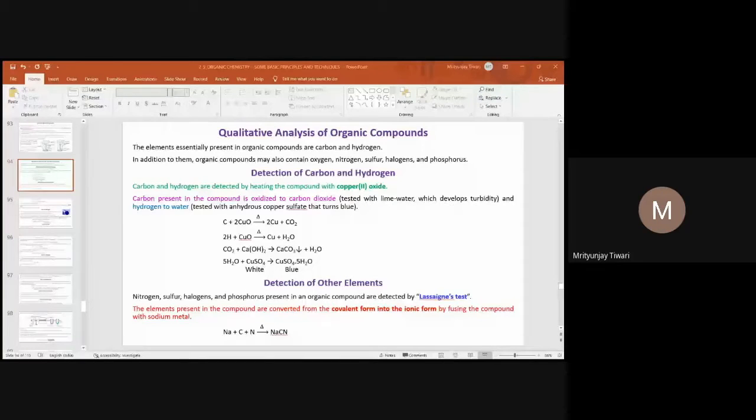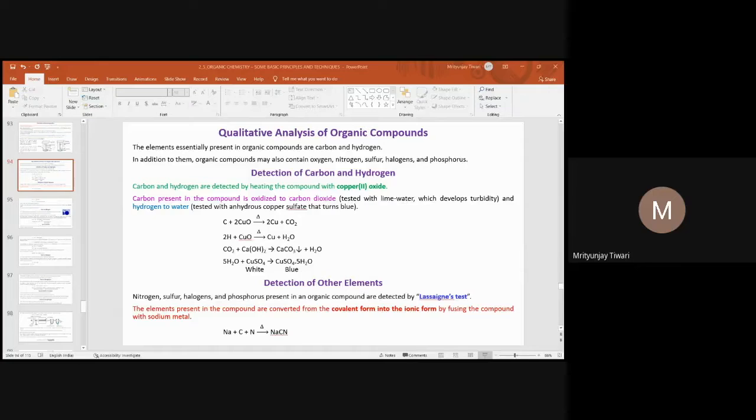There is another test for detecting sulfide, and that is the sodium nitroprusside test. To the sodium fusion extract, we take a small volume into a test tube and add sodium nitroprusside, Na2[Fe(CN)5NO]. Nitroprusside gives a violet color, and this violet color confirms that sulfide is present.